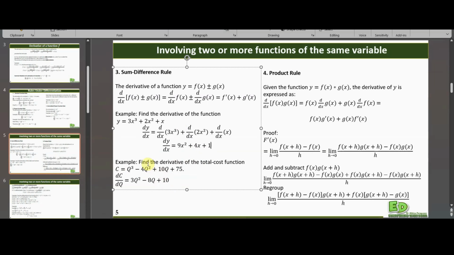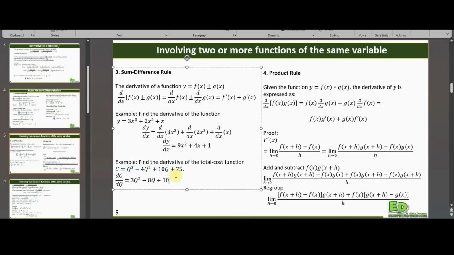Say we've been given an example like: find the derivative of the total cost function, which is q cubed minus 4q squared plus 10q plus 75, right? We are being asked to find the derivative of the total cost function here. So what is it telling us? It's just telling us that we're going to differentiate the total cost function, which is C or TC, with respect to quantity, right? I hope you can see that quantity Q here.